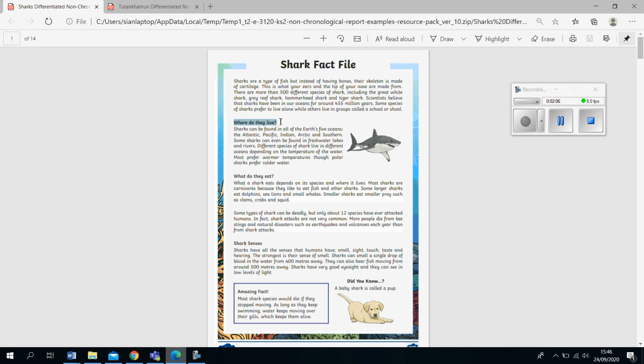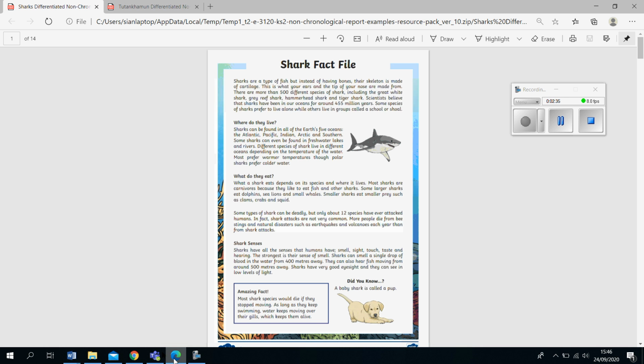So our headings are: where do they live? What do they eat? Shark senses. And underneath each of those we have paragraphs that tell us about the information underneath that heading. So where they live can be found underneath the heading, where do they live? At the bottom we also have a fact box, an amazing fact, and we've got a did you know fact as well.